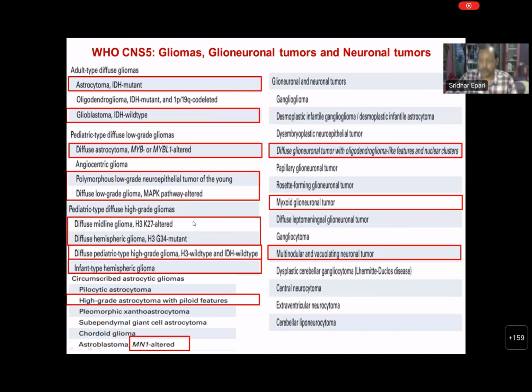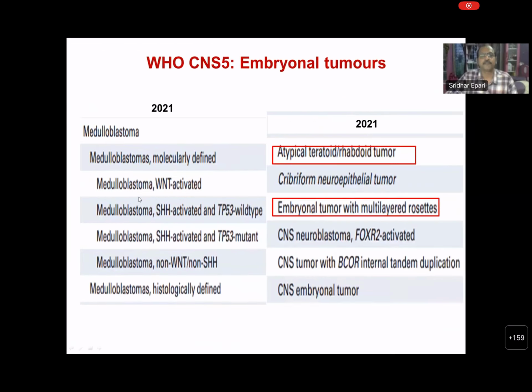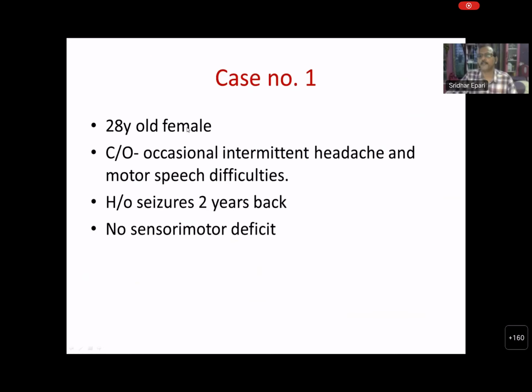That is why it is important to know the history of what you are seeing. So a 28-year-old female, probably we are dealing with some adult type tumor. And what does intermittent headache, motor speech difficulties, and seizures for 2 years signify? The history is almost 2 years. What does it signify here?